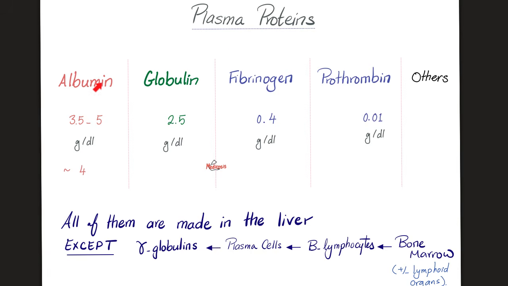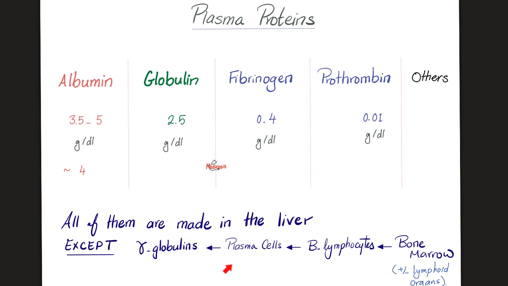Plasma proteins, you have albumin, globulin, these are the main ones, and then fibrinogen, prothrombin, and the other coagulation factors. All of this lovely stuff is made in the liver, except gamma globulins, which are subtypes of globulin. What are these gamma globulins? They are the antibodies, the immunoglobulins. Who makes them? The plasma cells.